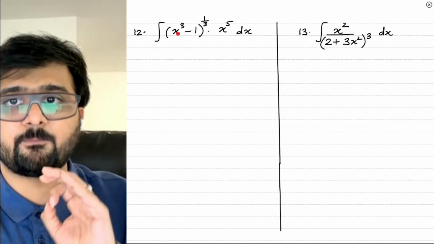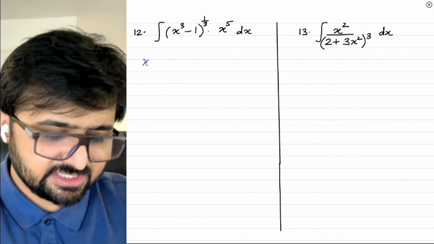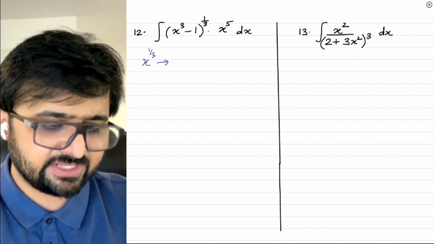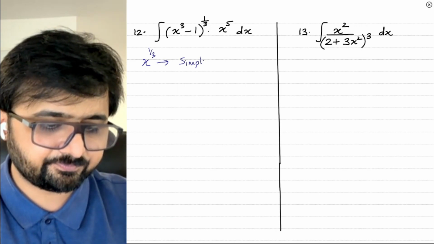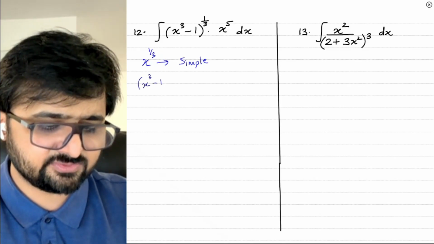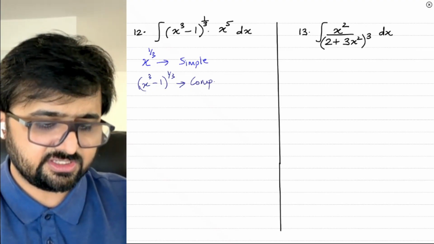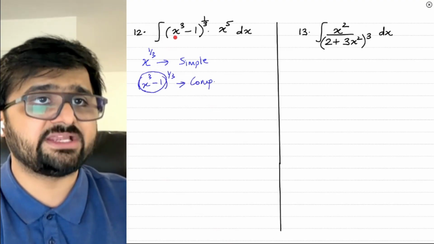Notice that this is a composite function, because if it was x to the power 1 by 3, this would have been a simple function. But instead of x, I have x cube minus 1 to the power 1 by 3. So that becomes a composite function. Okay, so this is my composite part, x cube minus 1.